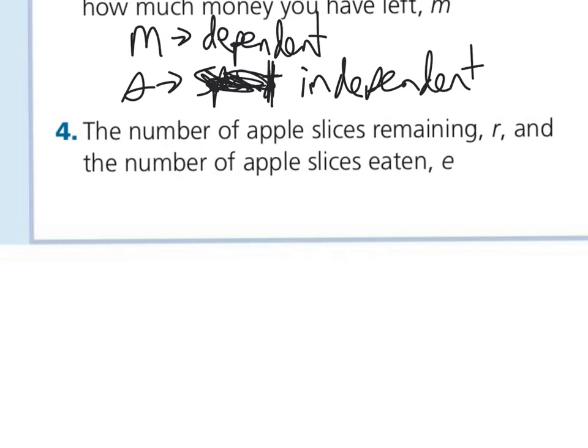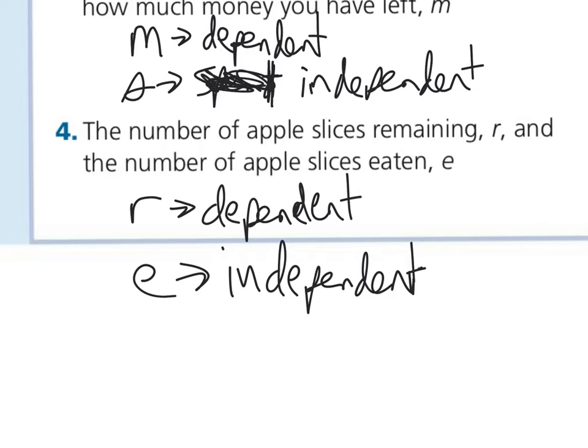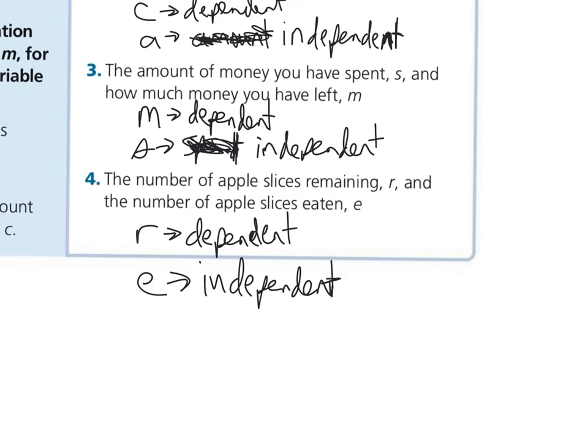Okay, and number 4, the number of apple slices remaining and the number of apple slices eaten. So for this one, the remaining apple slices would be dependent on how many slices you've eaten. So the number you've eaten is independent. And again, this one you could think about which one came first. Well, we ate the apple slices and then we had slices left over. Kind of like on the last problem also. We started out, we spent some money, and then we had money left afterwards.